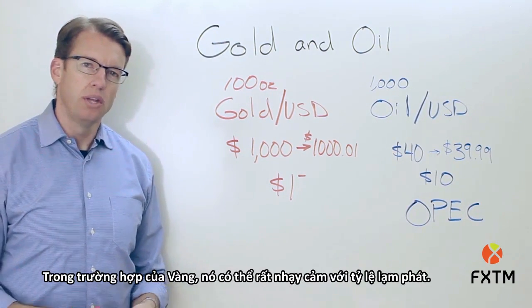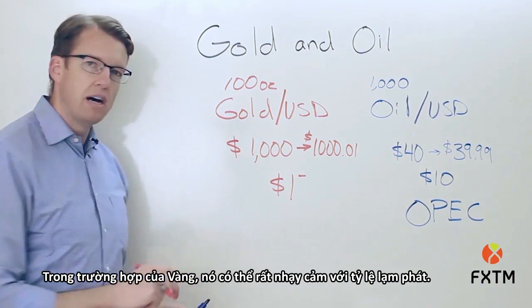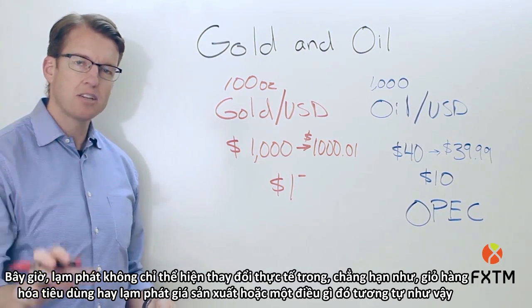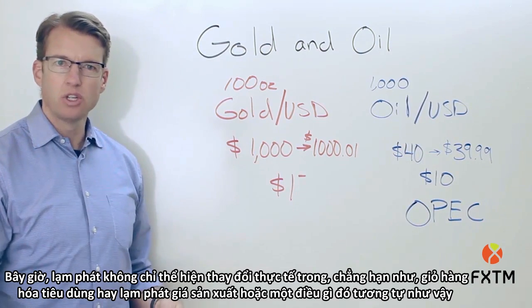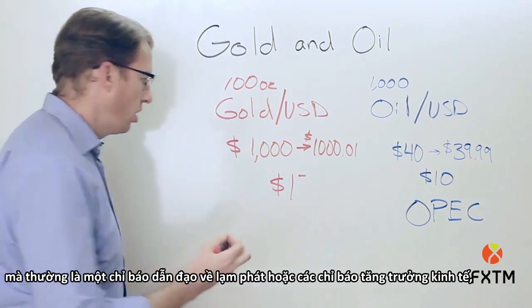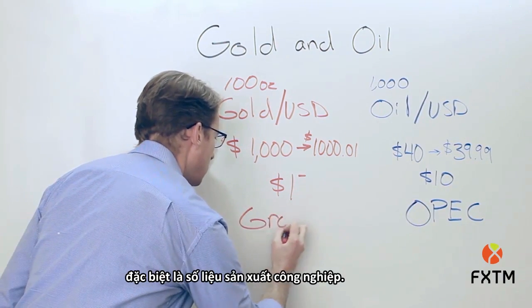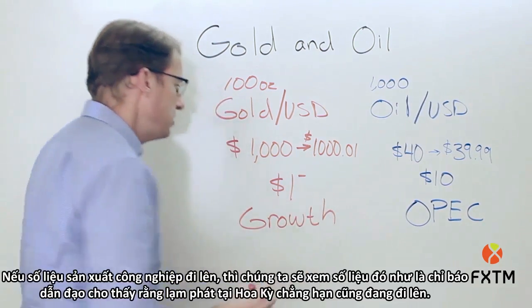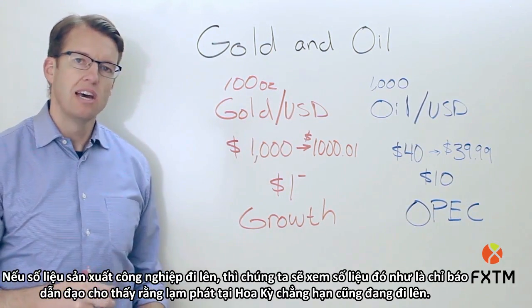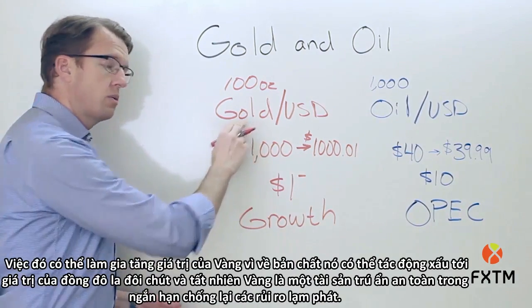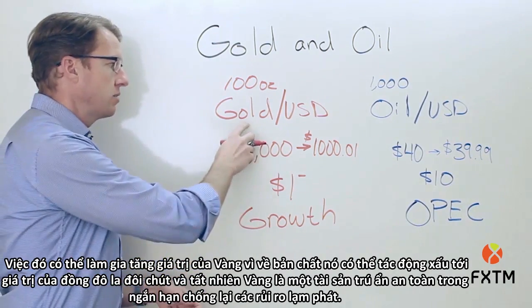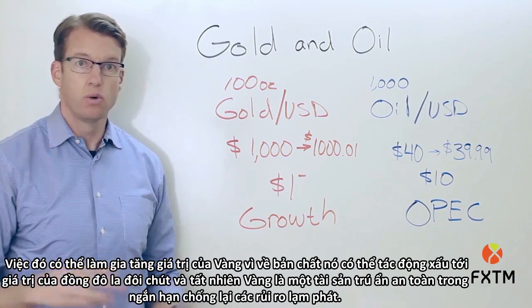In the case of gold, it can be very sensitive to the rate of inflation. Now, inflation is not just a function of the actual change in, let's say, a basket of consumer goods or producer price inflation, but oftentimes a leading indicator for inflation are economic growth indicators, in particular, industrial production numbers. If industrial production numbers are going up, then we look at that as a leading indicator that inflation, for example in the United States, is also going to go up. That may increase the value of gold because intrinsically it may hurt the value of the dollar a little bit. And of course, gold is a short-term safe haven against the risks of inflation.